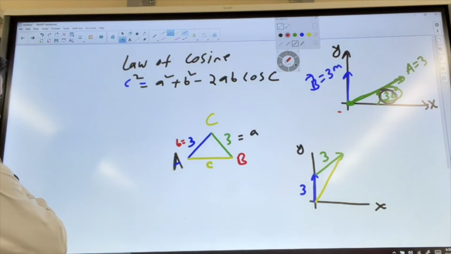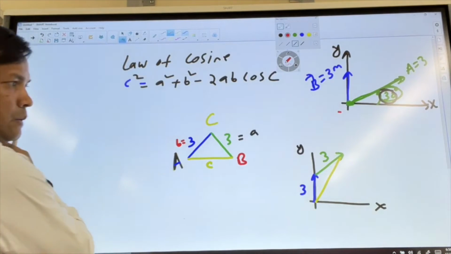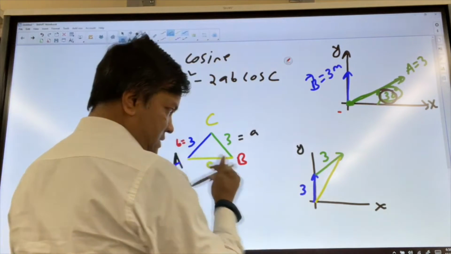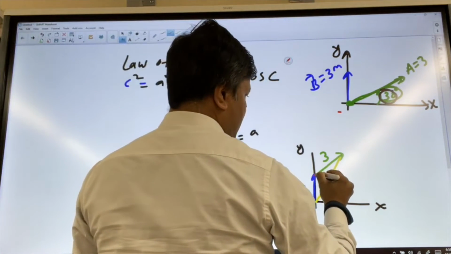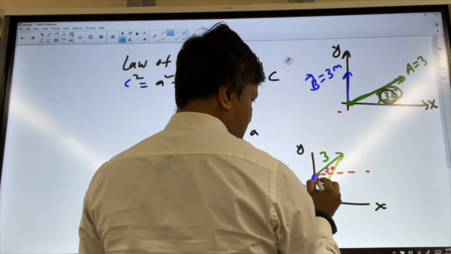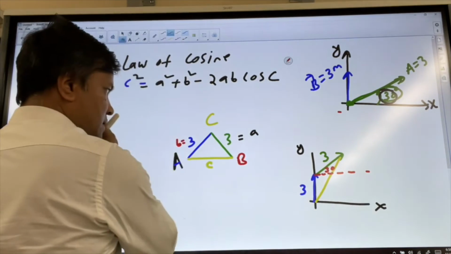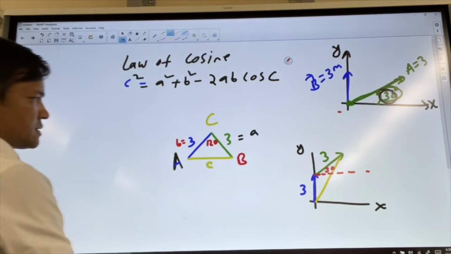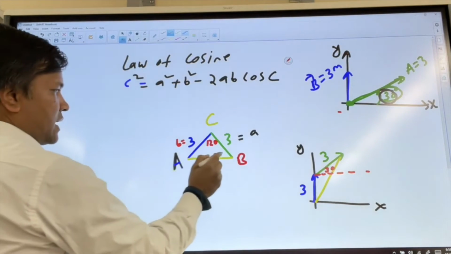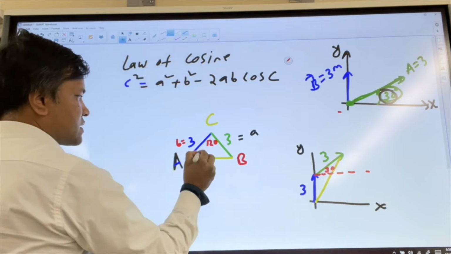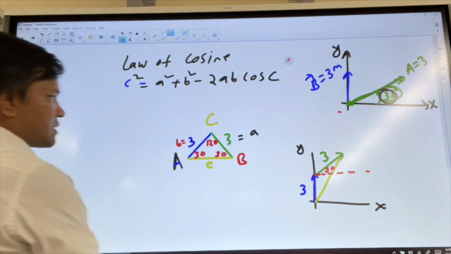All right, so now we know this angle. What is this angle? Let's see. This is 30 degrees and this is 90 degrees. So 30 and 90, 120. So this is 120. Okay, and these two angles have to be the same because this is isosceles. So this is 30 and this is 30.